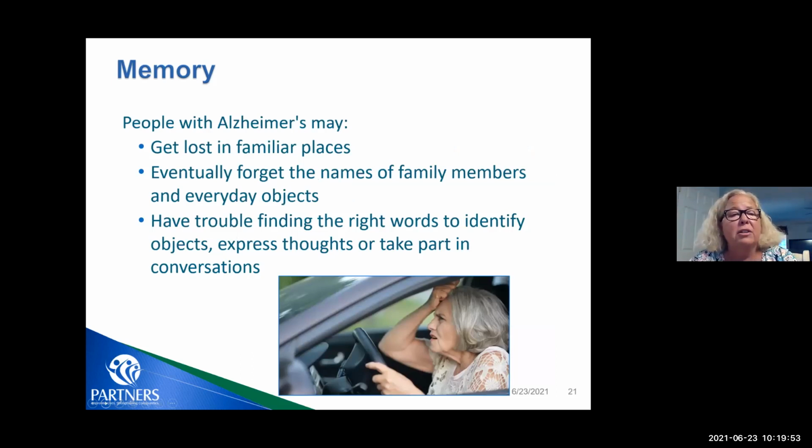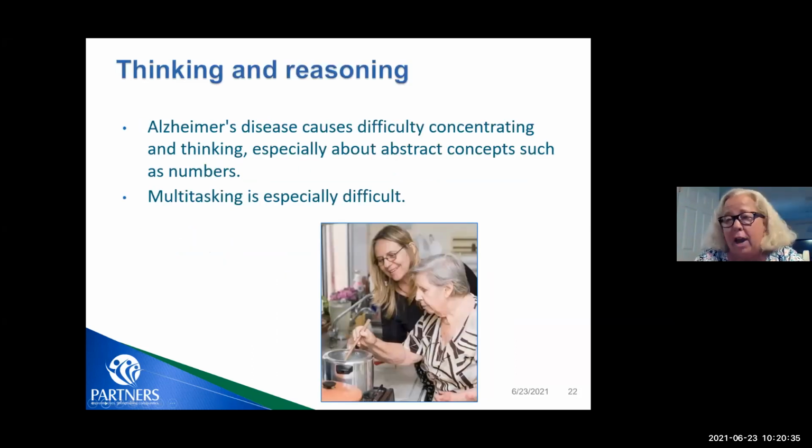People with Alzheimer's may also get lost in familiar places. They will eventually start to forget names of family members and everyday objects as the disease progresses. They'll have trouble finding the right words to identify objects. They will have trouble expressing their thoughts because they start having problems with language, both expressive and receptive language. They'll start having trouble taking part in conversations, especially if it's more than a one-on-one conversation. If there are multiple people talking, they have trouble switching back and forth. And also they have more trouble if the environment is noisy and busy and crowded.